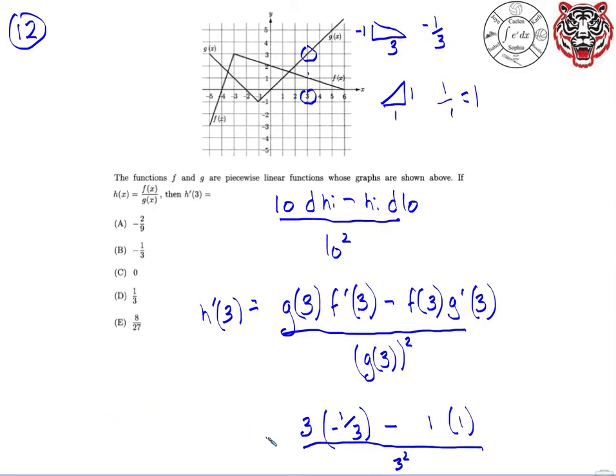That is equal to negative 1 minus 1, over 9. So this is going to be minus 2 over 9. Negative 2 over 9. Okay.